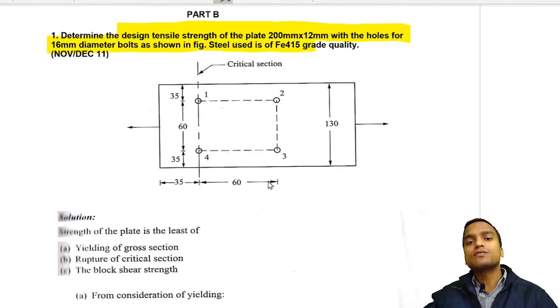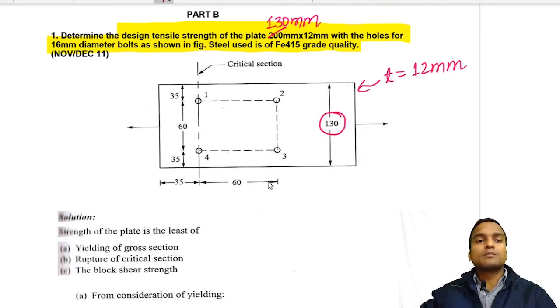Steel used is of Fe415 grade. Here it is a printing mistake: it is not 200 mm, it is 130 mm only as per the figure. This is 130 mm width, and the thickness of the plate T is equal to 12 mm. So we have to calculate the design tensile strength Td, and Td is the minimum of Tdg, Tdn and Tdb.